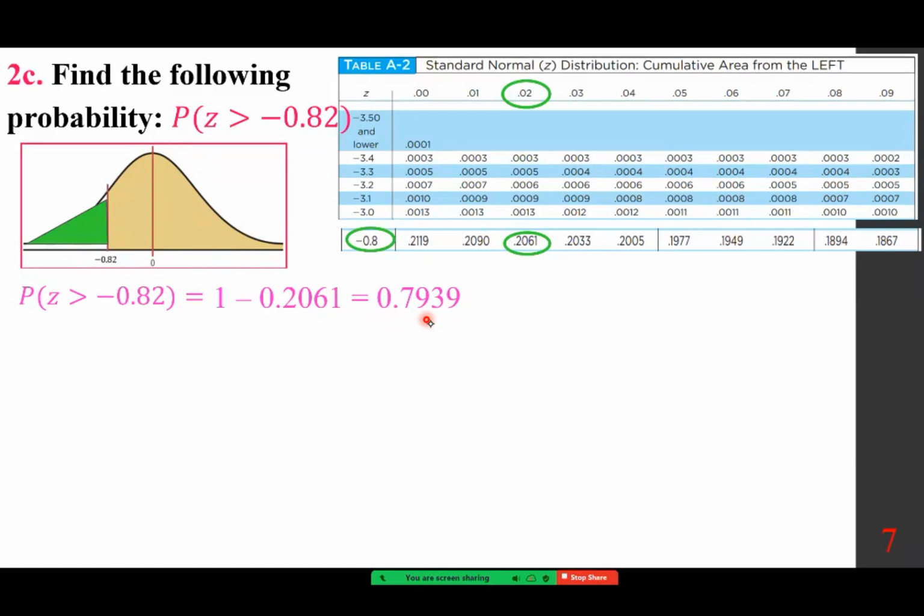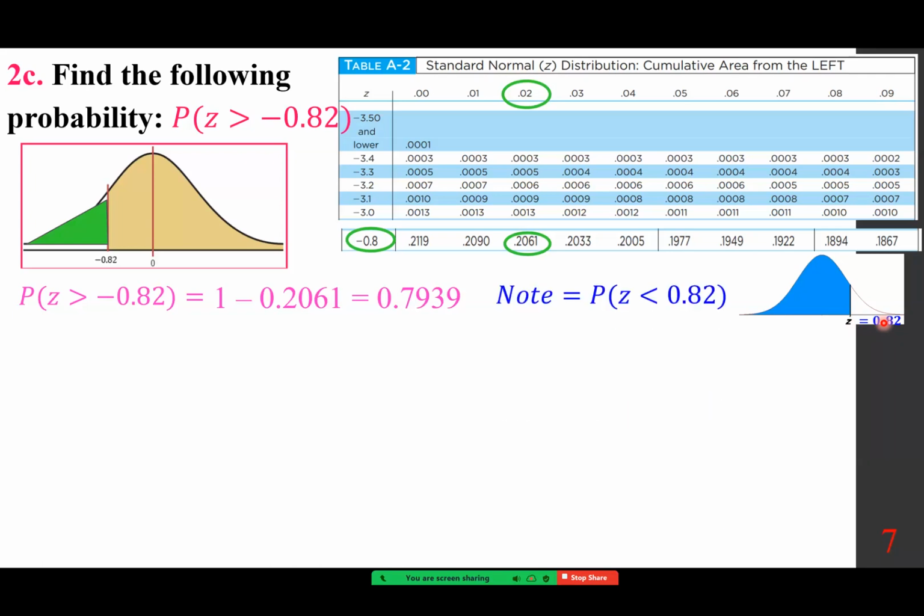Now, by symmetry, if you look up z equals 0.82, in other words, the probability of z less than positive 0.82, these two give you the same answer. They don't refer to the same thing, but the area under the curve for z larger than negative 0.82 and for z less than 0.82 are the same. Again, the point being, they may not refer to the same thing, but it's important to see that they give you the same answer.